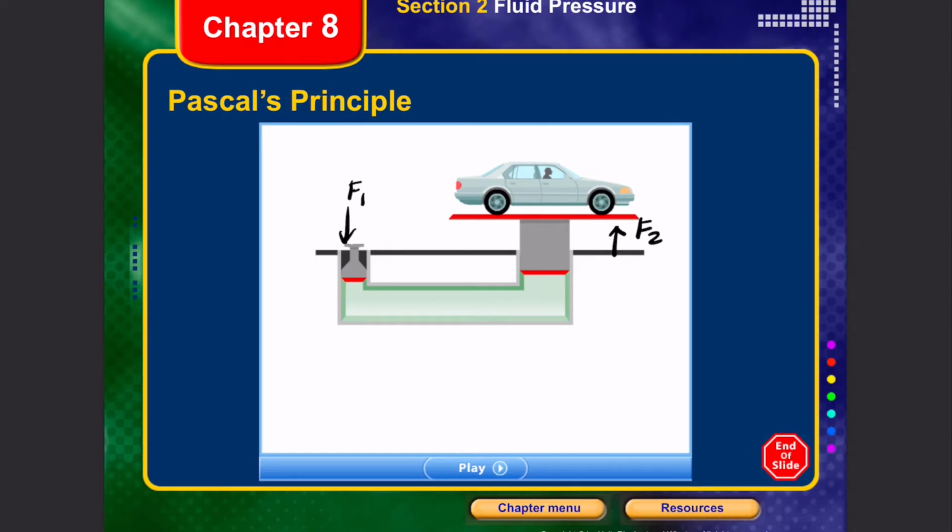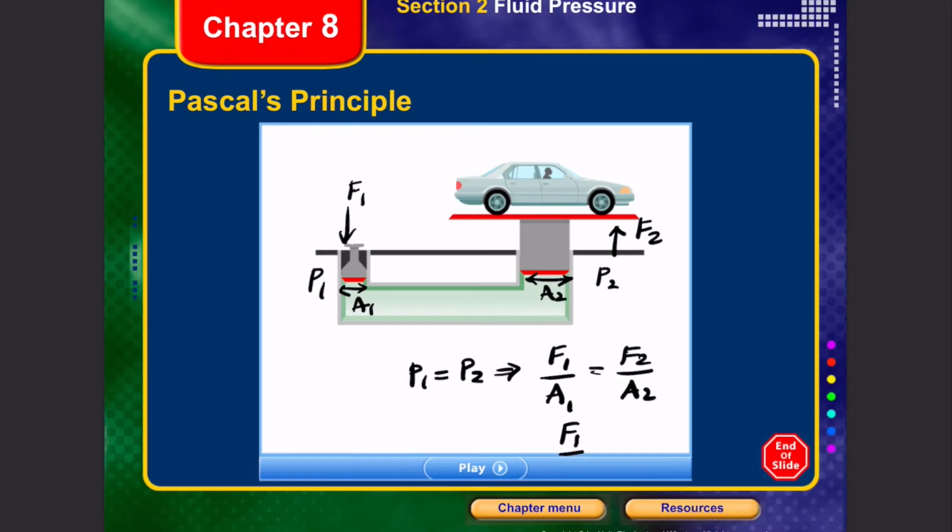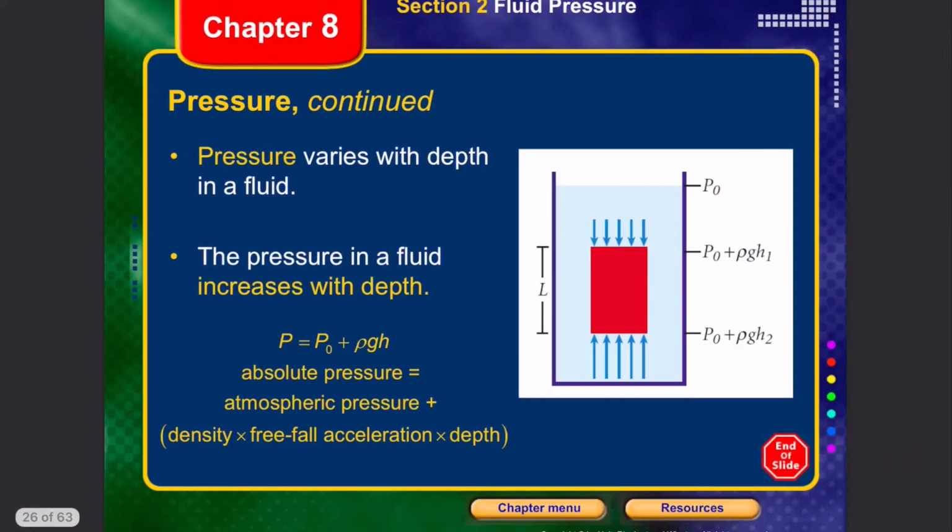So according to Pascal's principle, the pressure at P1 must be equal to the pressure at P2. Let's consider this area is A1 and this area is A2. So from Pascal's principle, P1 equals P2. When you write force, we know that it can be written as force by area. So F1 by A1 becomes F2 by A2. If you want to find F1 by F2, we can write that as A1 by A2. So this is the idea behind Pascal's principle.